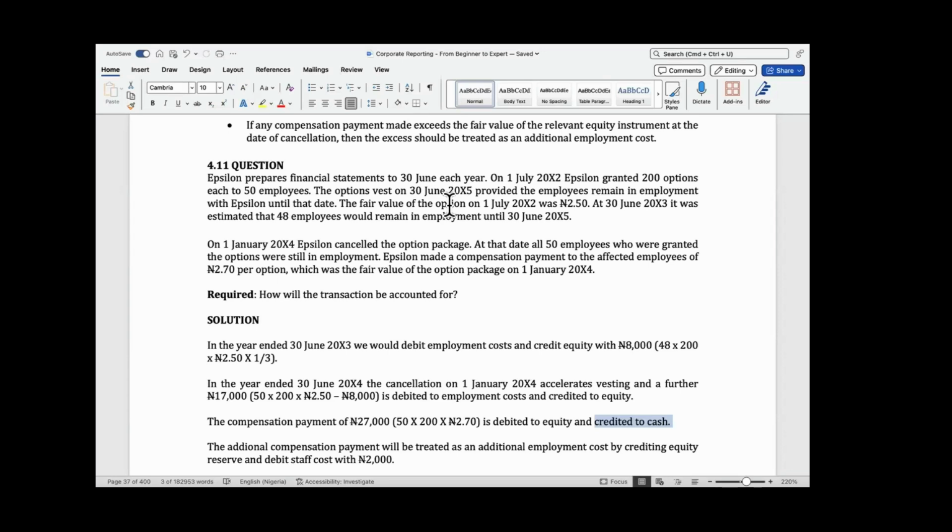So on this note, we are done with equity settled. We are still coming back to equity settled when I get to deferred tax related to equity settled transactions. Please go ahead with your question.